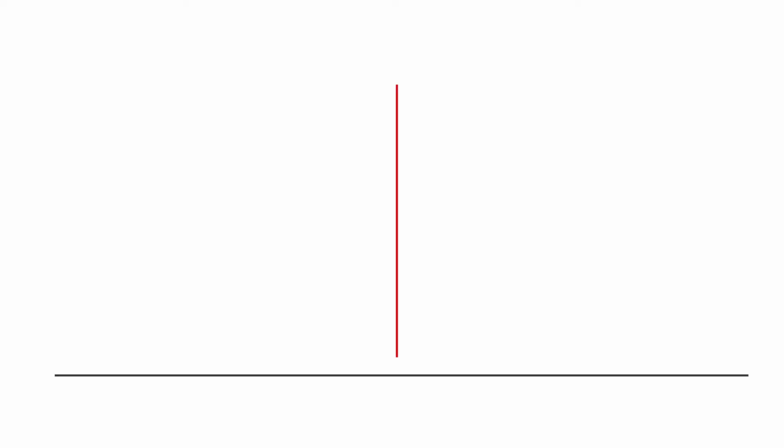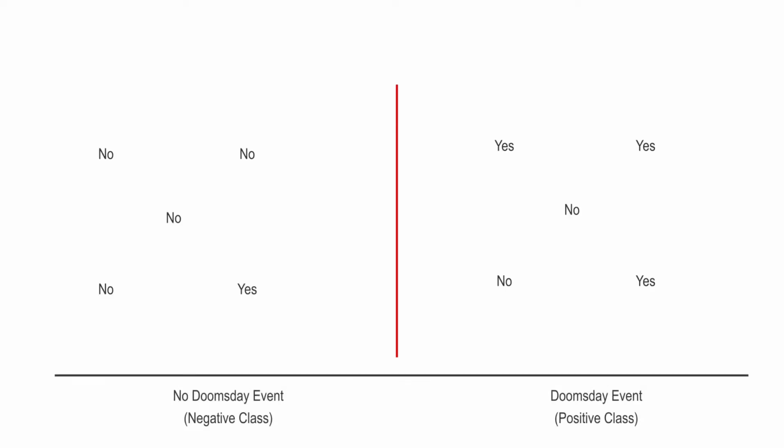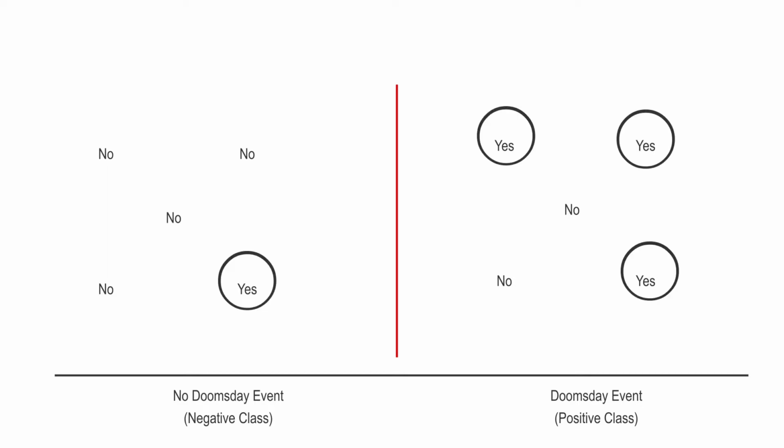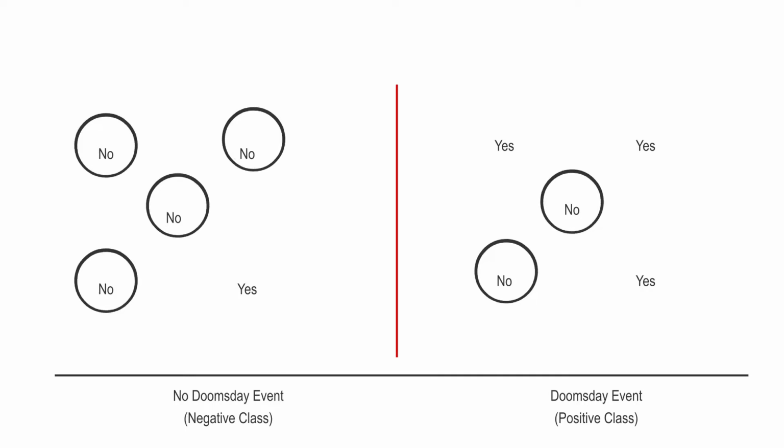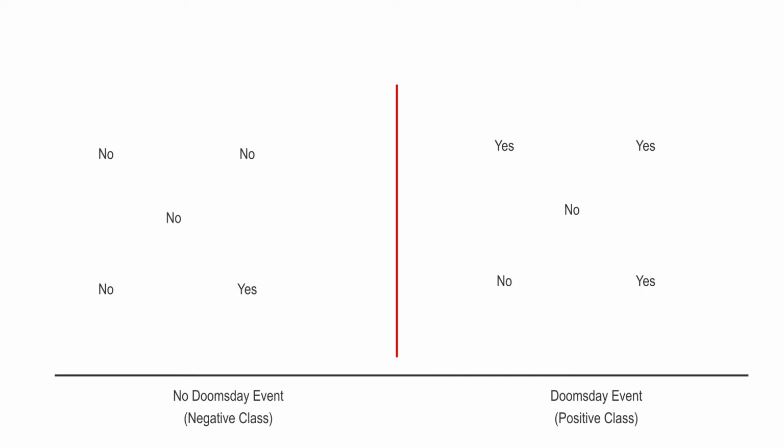Here's a diagram showing our 2 classes or categories: doomsday event and no doomsday event. The red line represents your model and how it divided the incidents into the 2 classes. Yes or no indicates what actually happened. Yes means there really was a doomsday event, and no means there wasn't one at all. So if the model was perfect, all of the yeses would be on the doomsday event side, and all of the nos would be on the no doomsday event side.